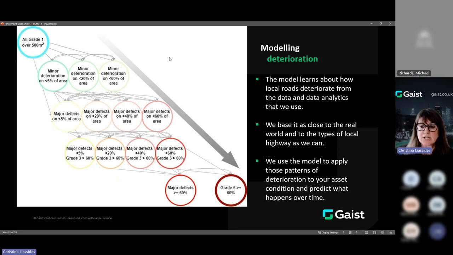Obviously the current condition can tell you about what's going on now, but we want to know how it progresses through to that. And so this model, all that clever stuff that goes into it, is based as close as possible to the real world and to the types of local highway. So we're not just assuming that an A road performs the same as a cul-de-sac just because it's bituminous. We're not assuming that a concrete road deteriorates in the same way as a bituminous one, for example. So there are ways where all that local data has made a really big difference to how the model applies those patterns of deterioration.